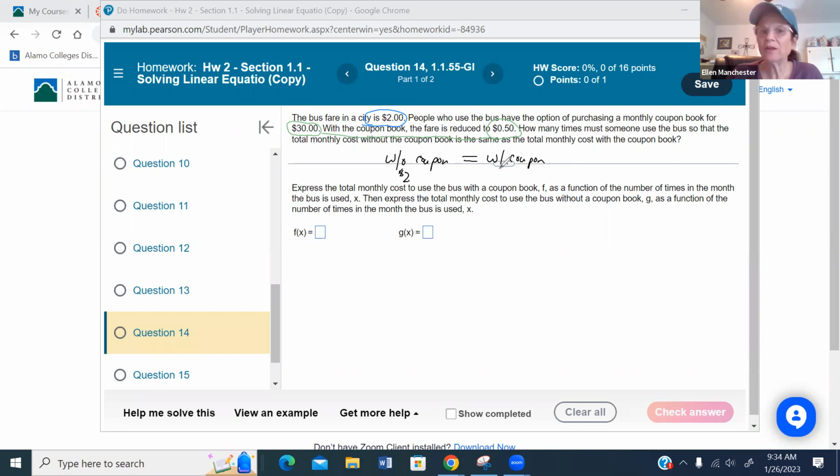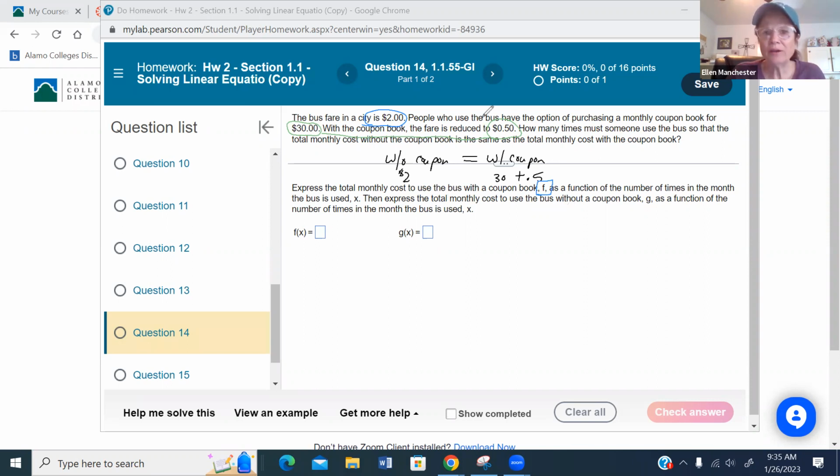When is it equal? And so with the coupon book is $30 plus the 50 cents per ride. Now express the total monthly cost to use the bus with a coupon book. That's your F function. So this is where you have to really be aware of which function goes with which.